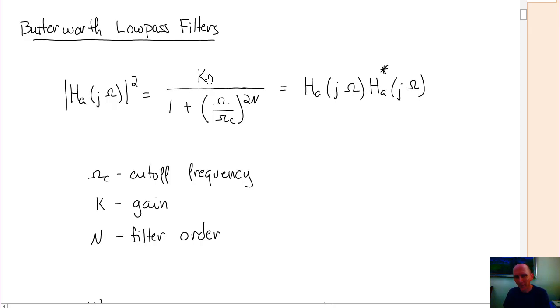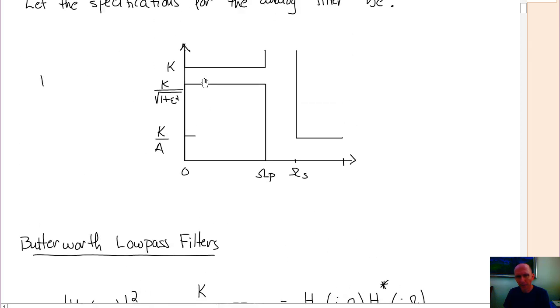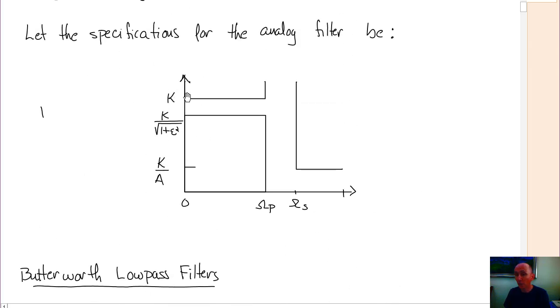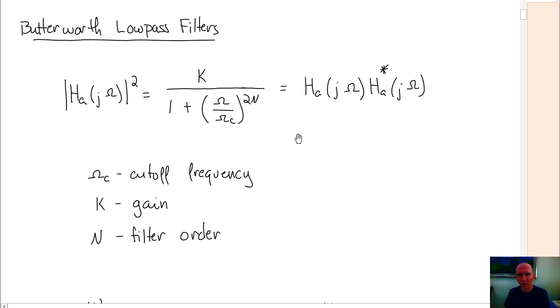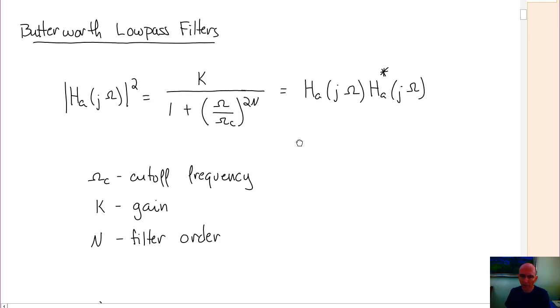Now, the k that we're using here and the k that we're using in the specifications are not necessarily the same. It turns out that we can use them to be the same and it simplifies it, but they don't have to be the same.